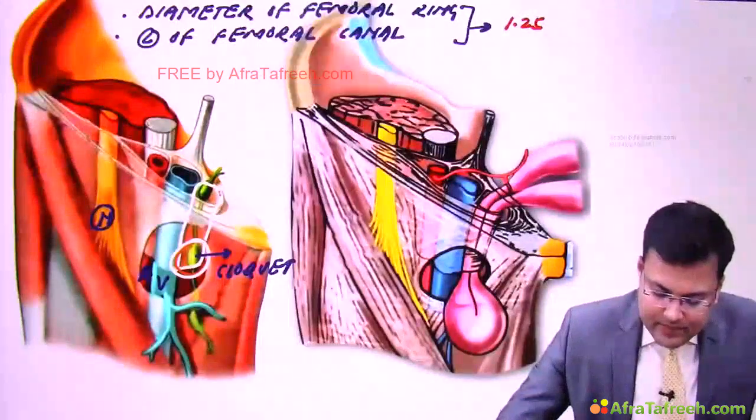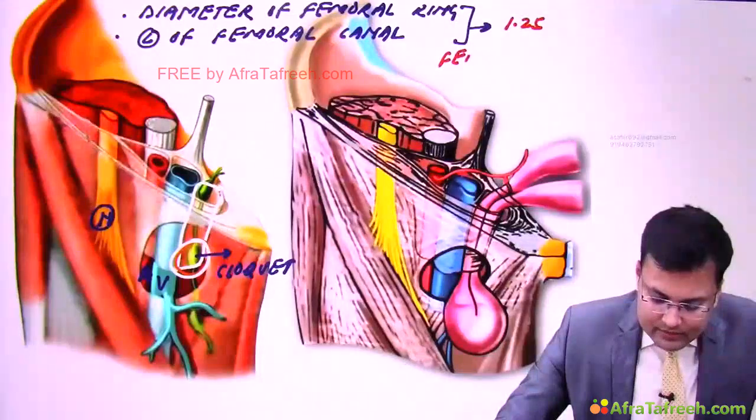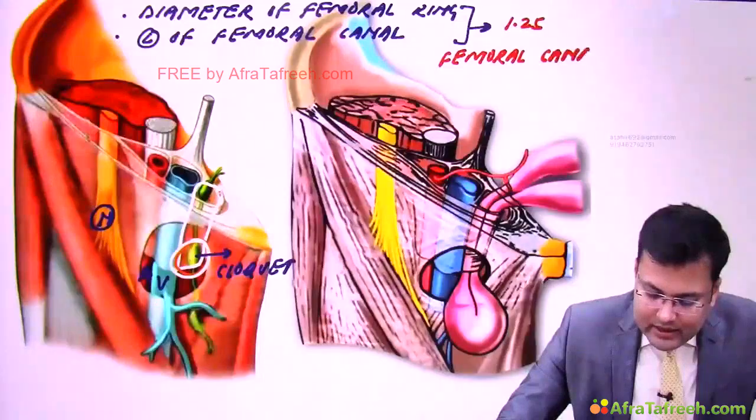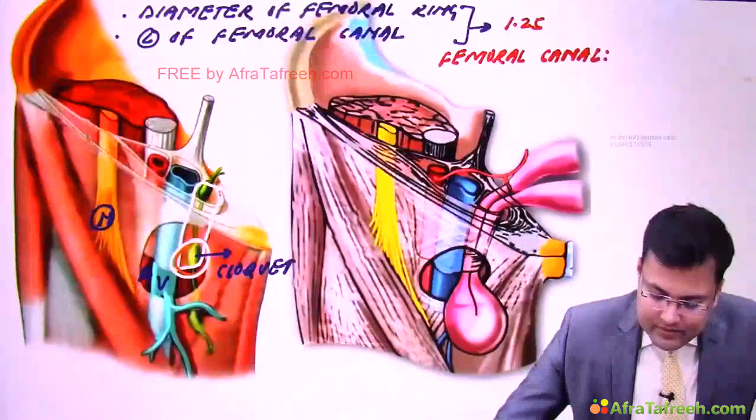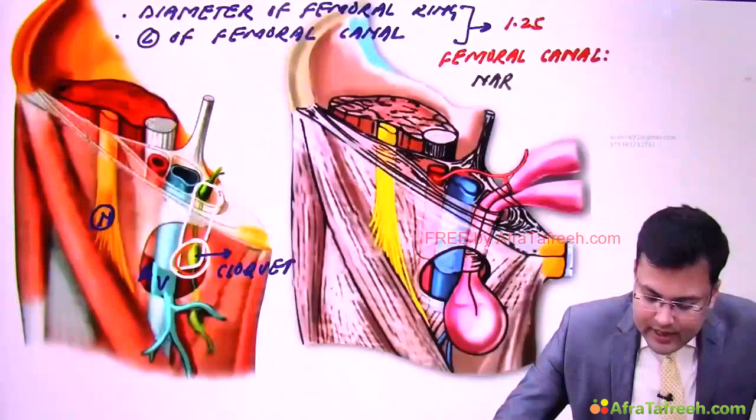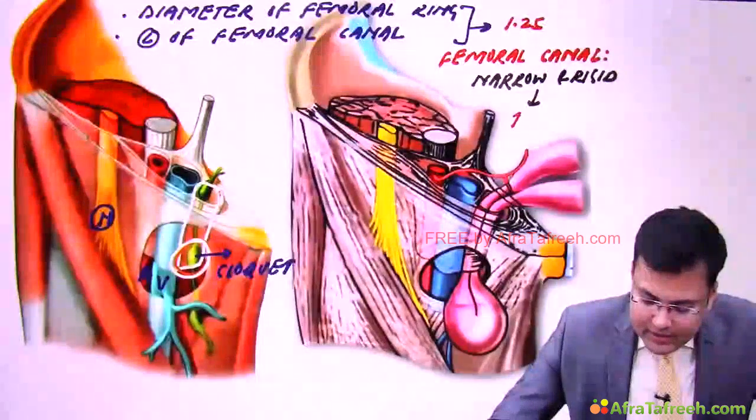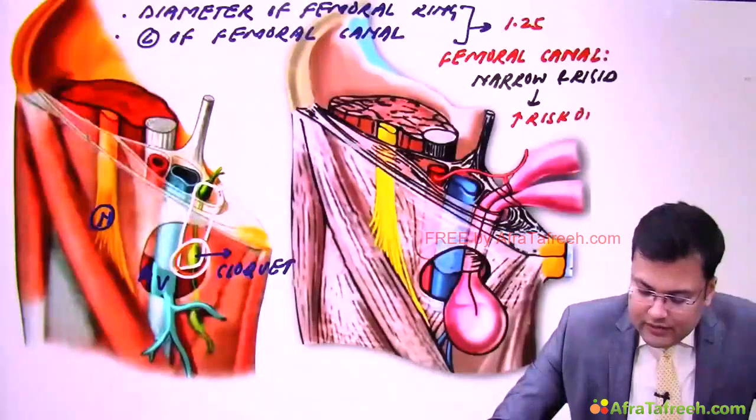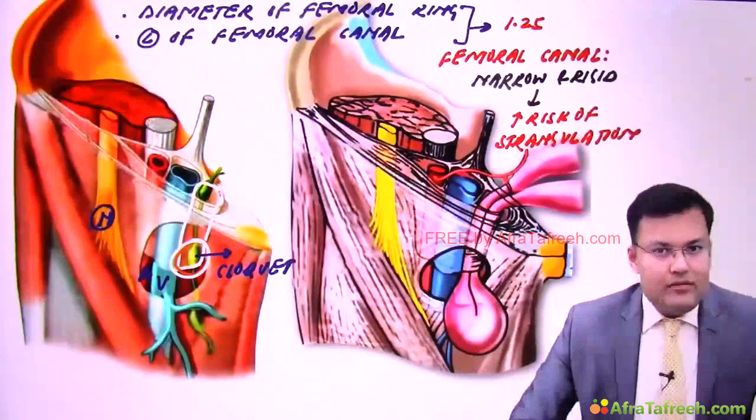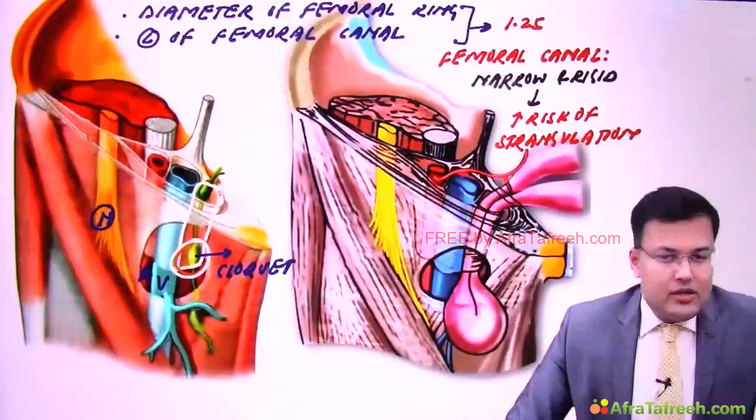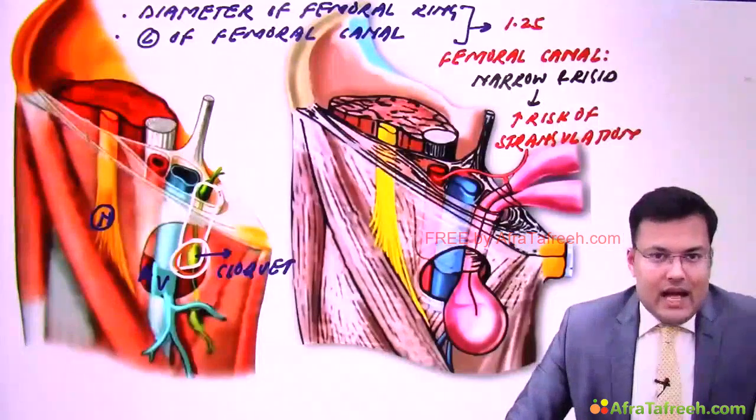So the second problem: the femoral canal is narrow and rigid, and because of this, there is increased risk of strangulation. So whenever these patients come to our OPD, generally we admit them, and in the coming OT we perform the surgery. So surgery should be performed as early as possible.